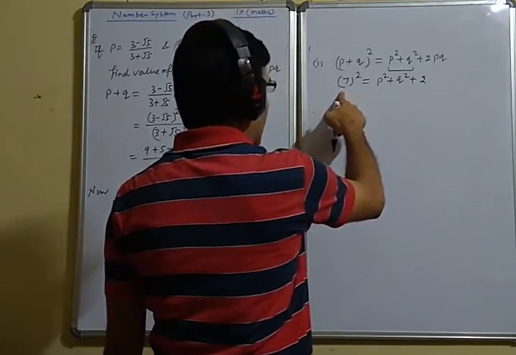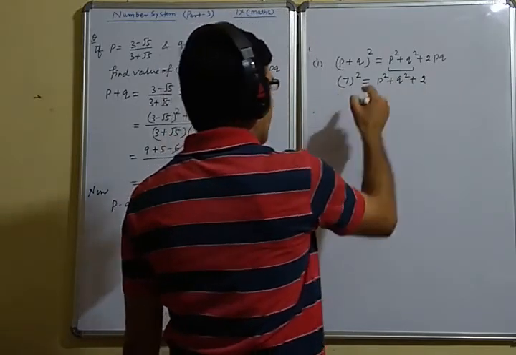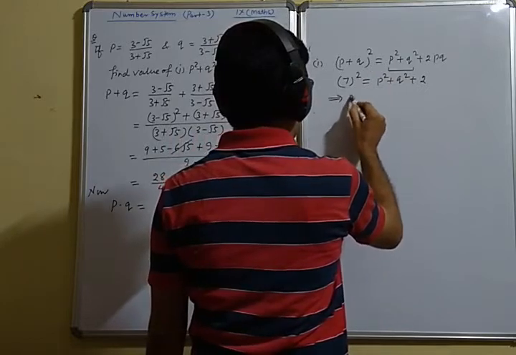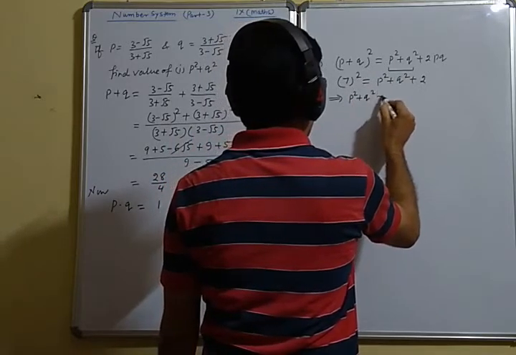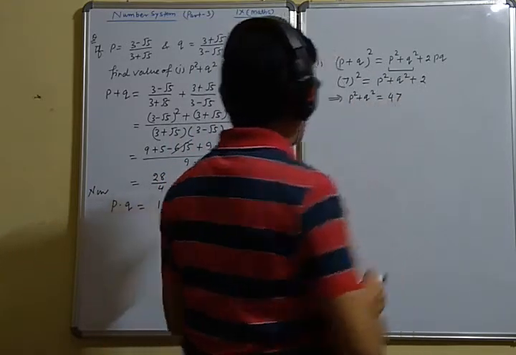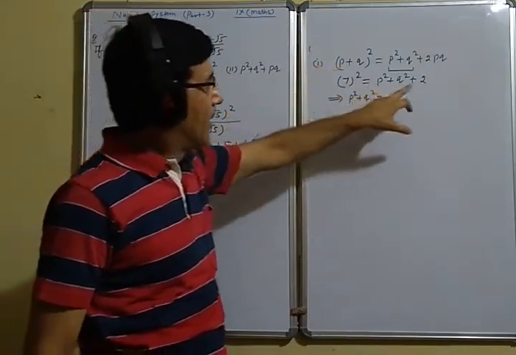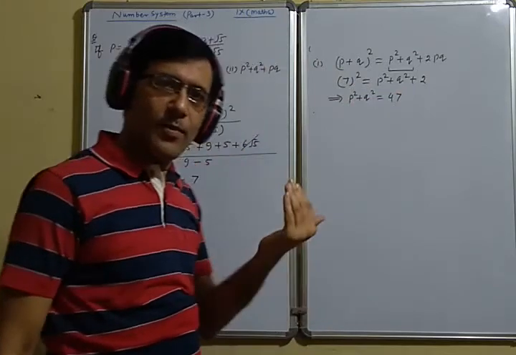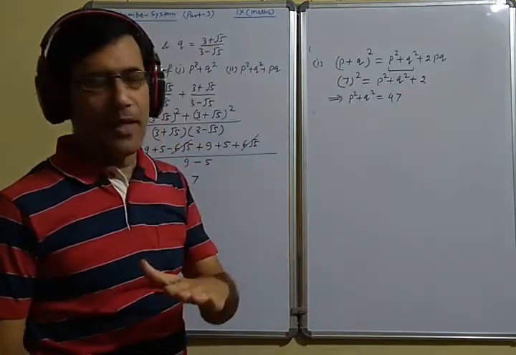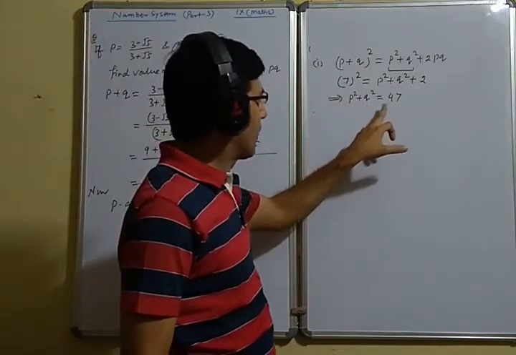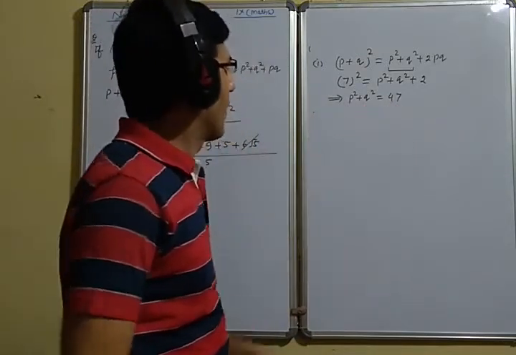So 7 square is 49, minus 2, that is equal to 47. This implies that P square plus Q square is equal to 47. When you transpose the 2, it becomes 49 minus 2, that is 47. So P square plus Q square is equal to 47.